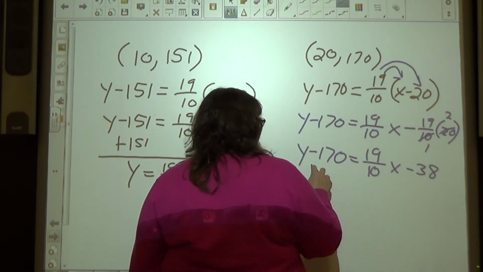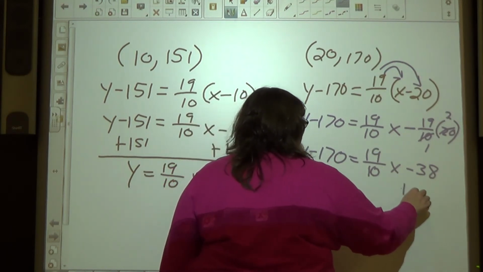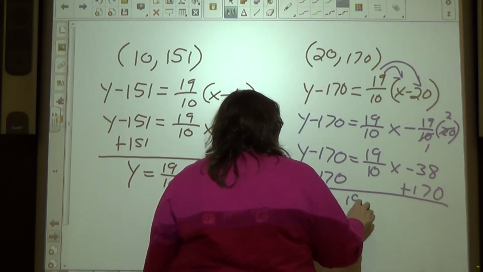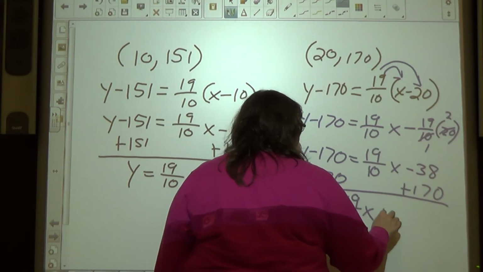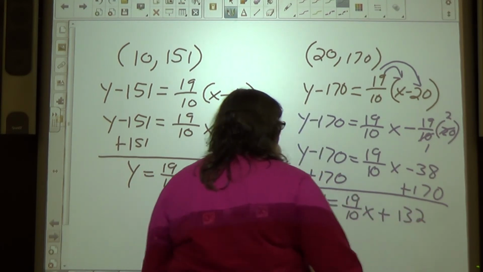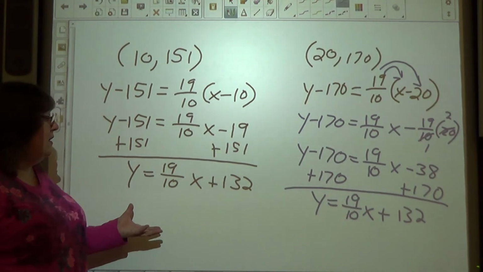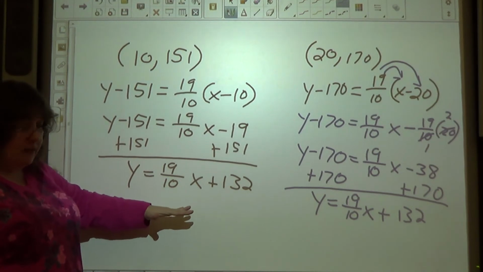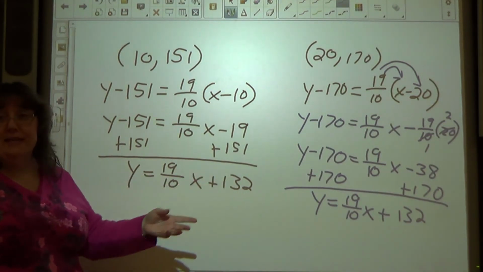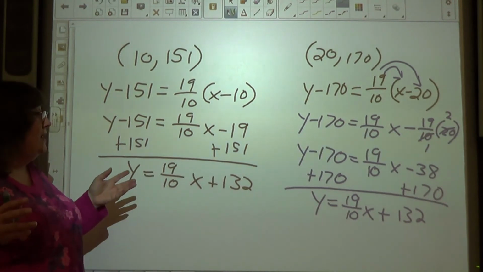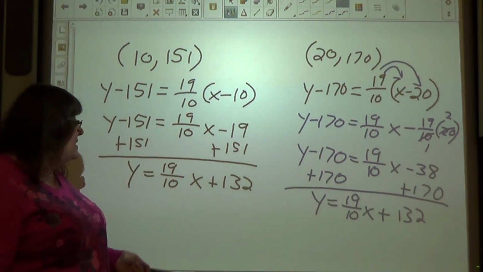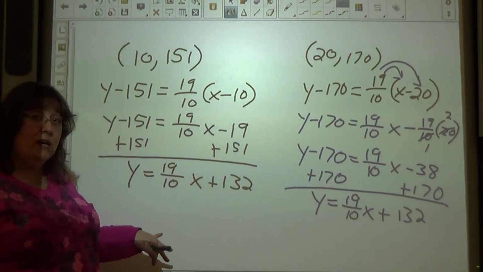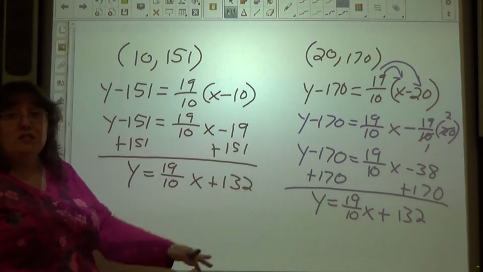Okay? So add my 170. So y equals 19 over 10x plus 132. Okay? So I can tell by putting my points into the point-slope formula and solving for y to the slope-intercept form that my points are on the same exact line. Okay? Nothing else new or different. It just is another way of determining what your line equation is. Okay? Your linear function. So that's all there is to that.